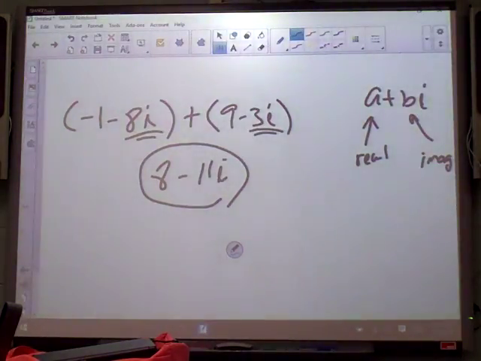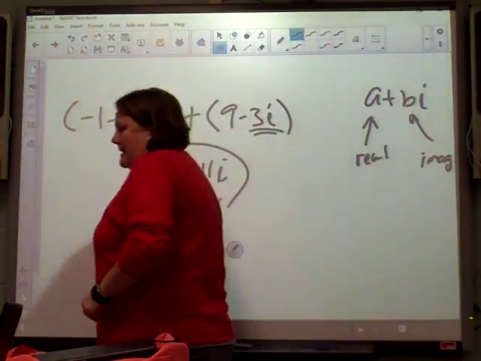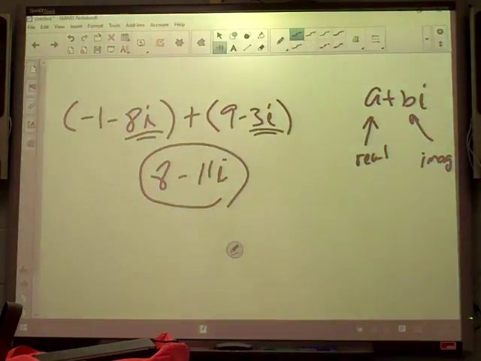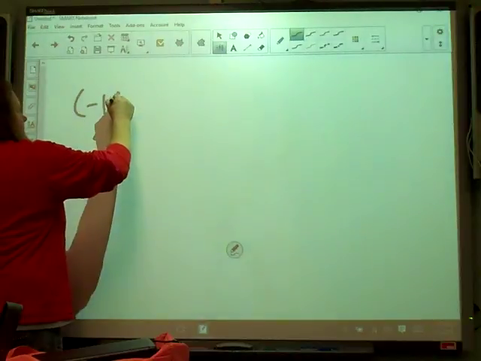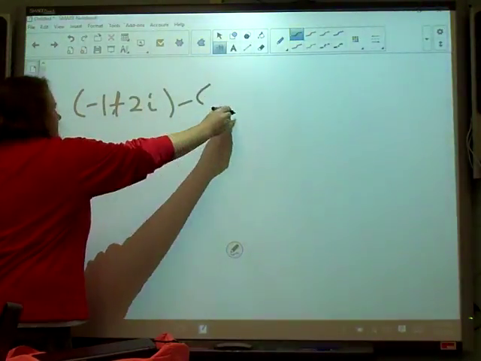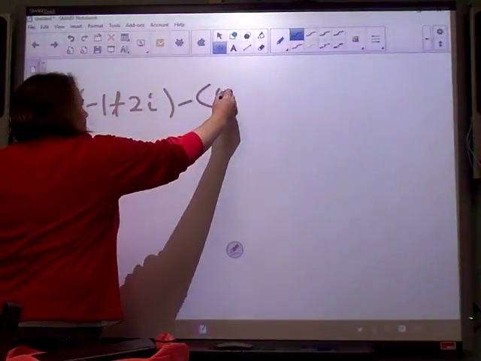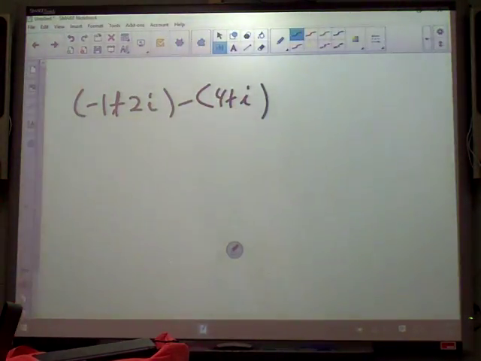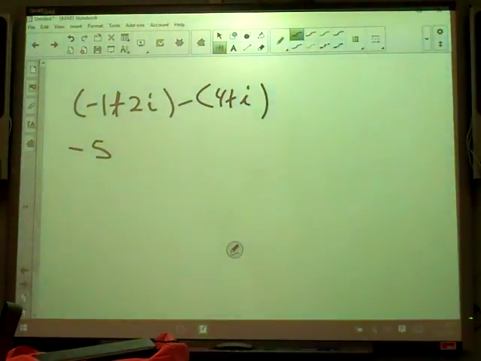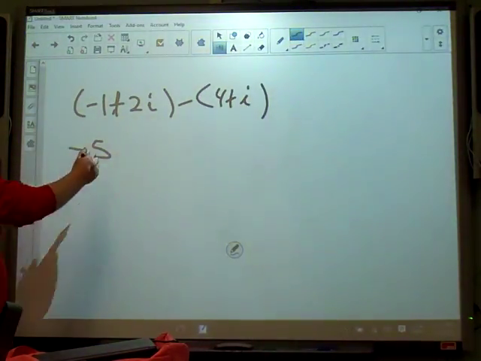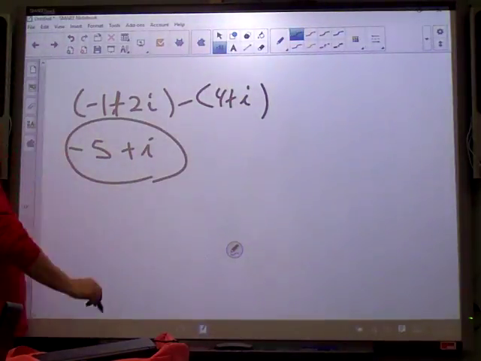Alright, we'll do a subtraction one just because, but you do it the same way. -1 plus 2i minus 4 plus i. Alright, same deal. We're subtracting, so we're just going to subtract our like terms. So I got -1 minus 4. Then I got 2i minus i. And that's it.